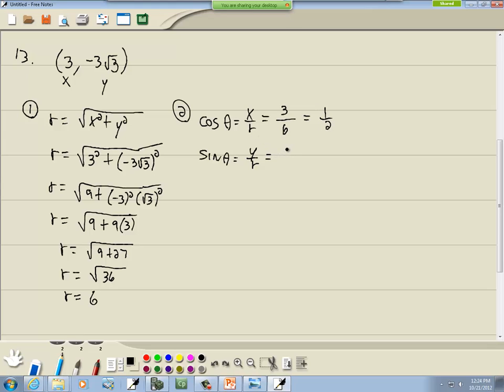Now the y. y is negative 3 square root of 3 over r, which is 6. At this point, it doesn't look like a unit circle, but if I simplify it, 3 and 6 are both divisible by 3, I get negative square root of 3 over 2. And that does look like it's on a unit circle. So we're going to have 1/2 and negative square root of 3 over 2.